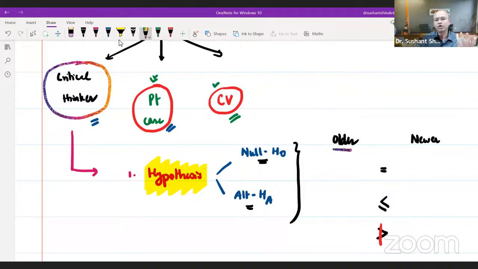When I have two drugs, the old and the new, I might sometimes want to say that they are the same. I might sometimes want to say, well, this is better. But sometimes I might want to say, this is not inferior to the older. Critical thinking is about identifying how the new drug was shown to be effective. If you understand this, you start reading your trials better.